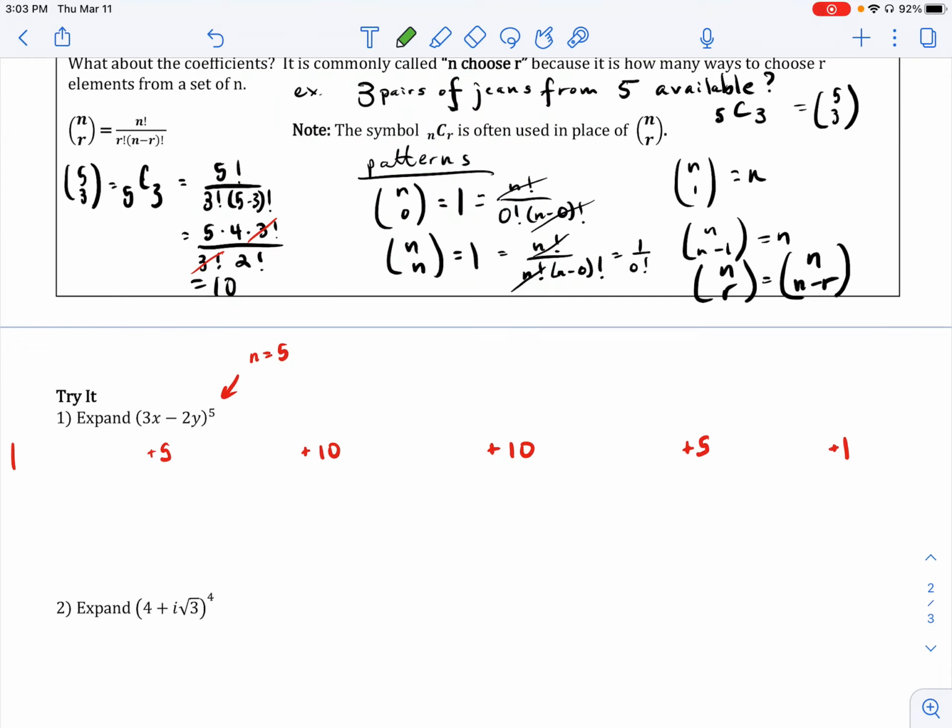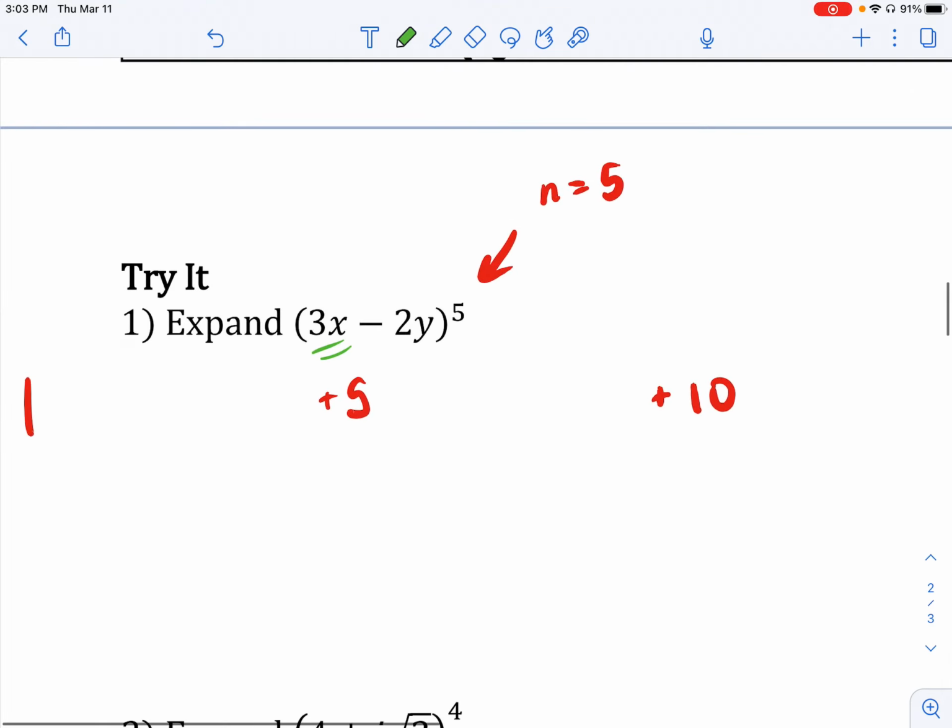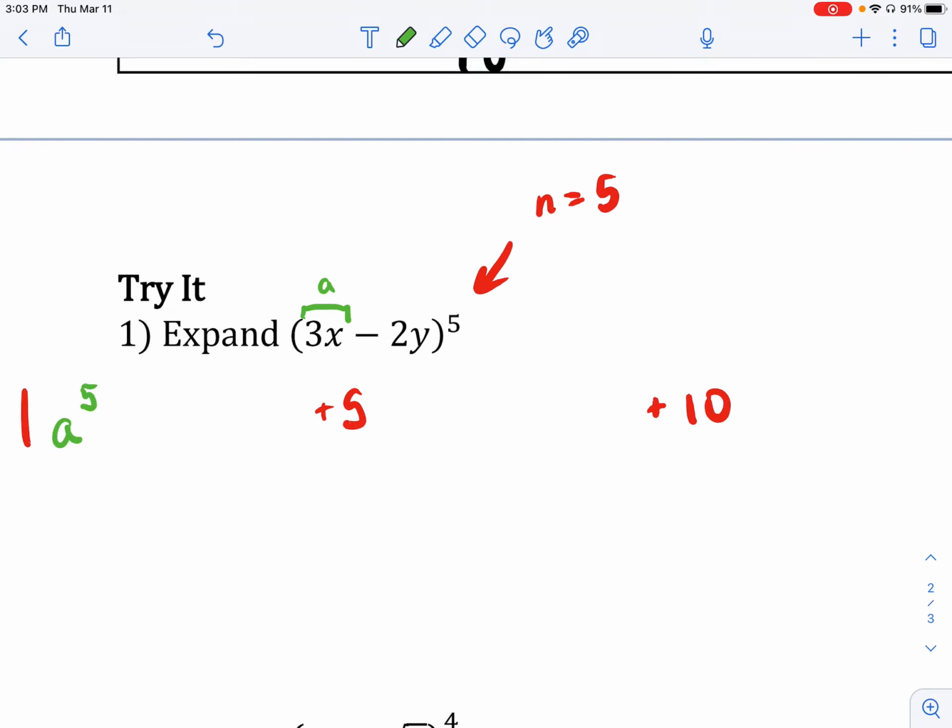Now let's move on to doing 3x. Well, if that is our a value, and actually I'll write it above so we don't get mixed up. If this is our a, then we're going to start with taking a and raising it to the 5th power. Then we're going to move on and write a to the 4th.